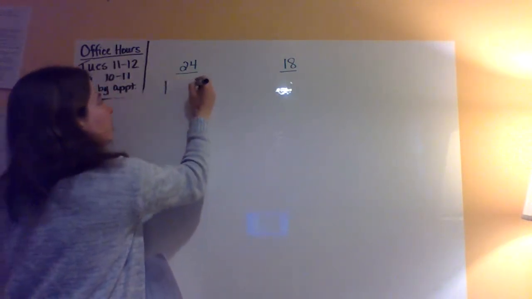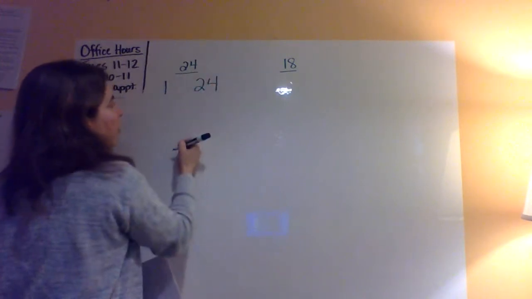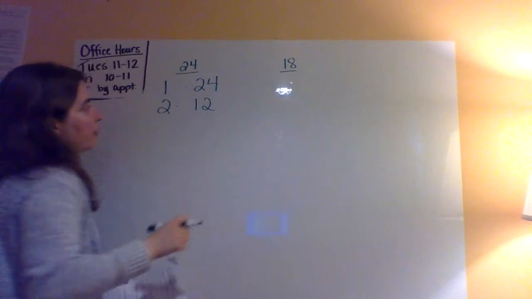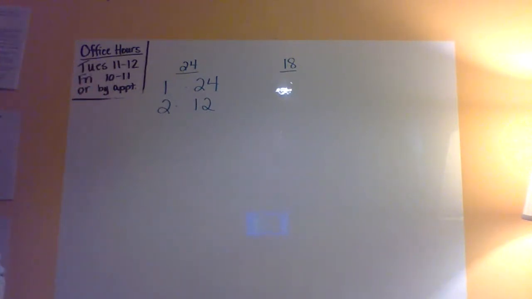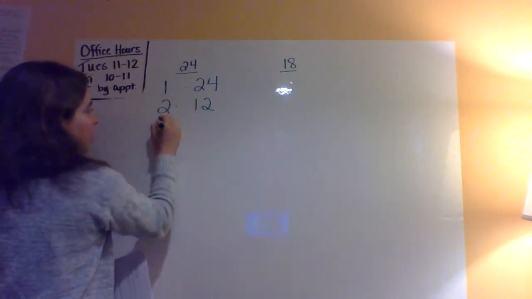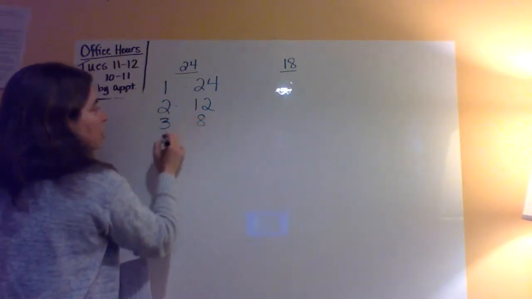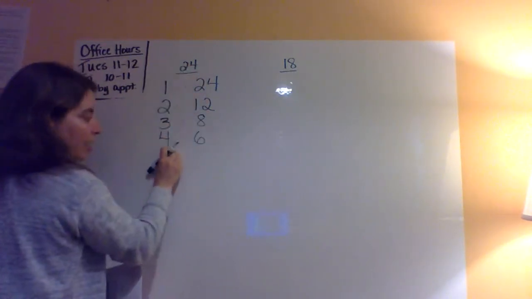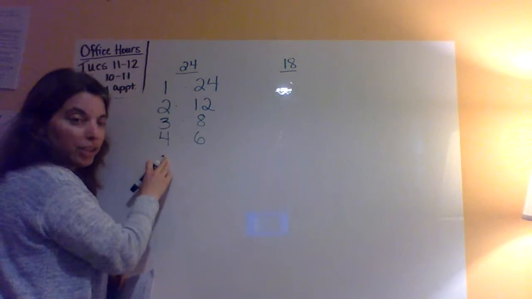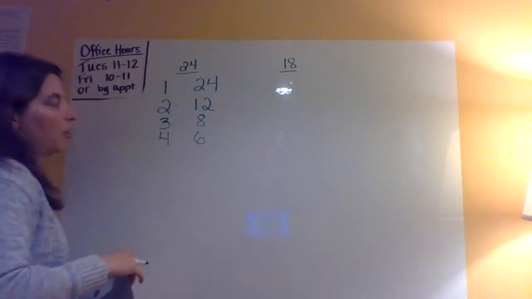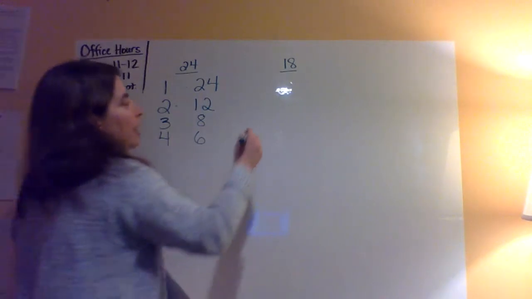So we have 1 times 24. We have 2 times 12. If we don't know how many times something goes into 24, we can just divide it. So I could do 24 divided by 3, that's going to be 8. 24 divided by 4 is 6. If I try 5, I get a decimal, so that's not a factor. I could do 6, but then I have it here already, so once I'm repeating, I know I've gotten them all.